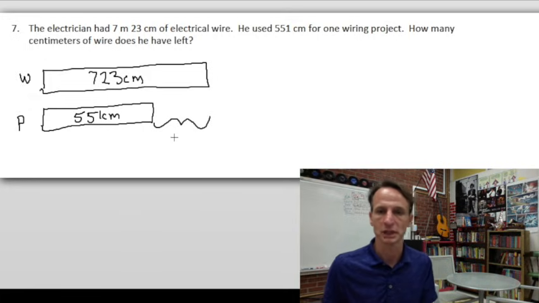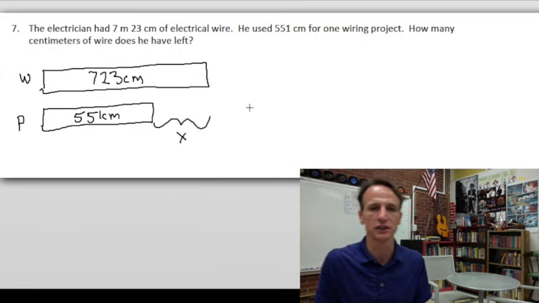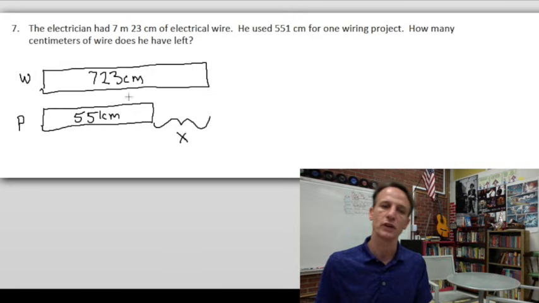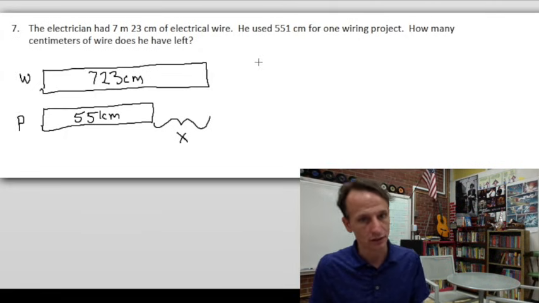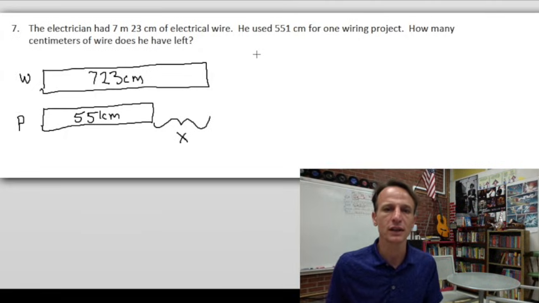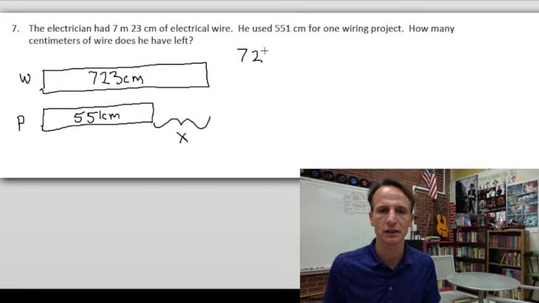I don't know, what do we want to call that? Let's just call it X. When in doubt, call it X. Okay. And so we can see clearly from our diagram that if we take the whole, subtract the known part, we will get the unknown part. And this one, again, usually these get more difficult as you go along. This homework, they really aren't, I don't think. All right, so 723 centimeters minus 551 centimeters.